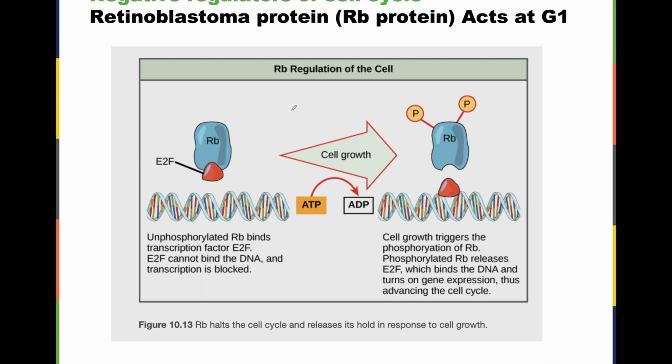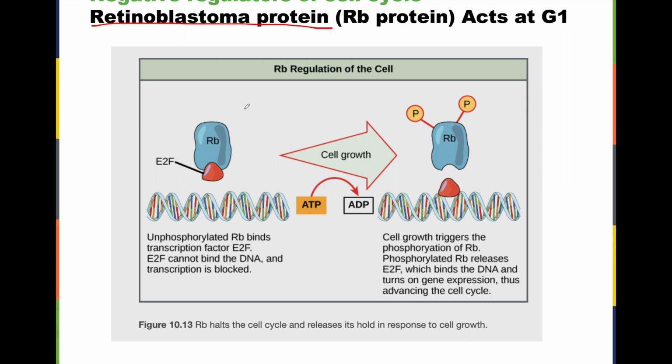So one of the examples of how this works is this protein called retinoblastoma protein. This retinoblastoma protein is a protein that normally stops the cell from moving past the G1 phase into the S phase. So it's a negative regulator of the cell cycle. Now, normally, the retinoblastoma protein is bound to another protein and is inhibiting it. This protein turns on genes that allow the cells to start growing.